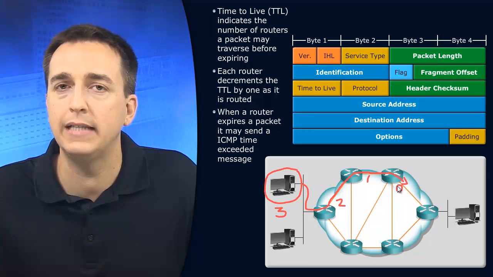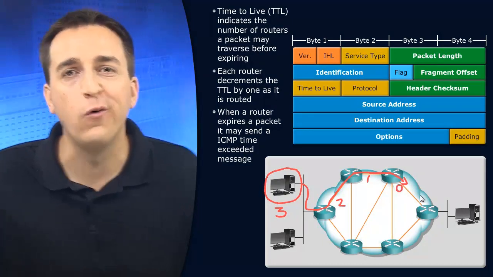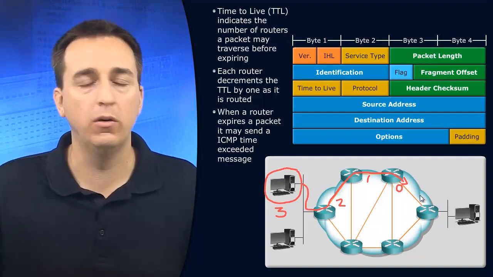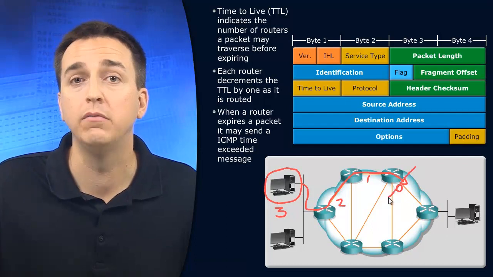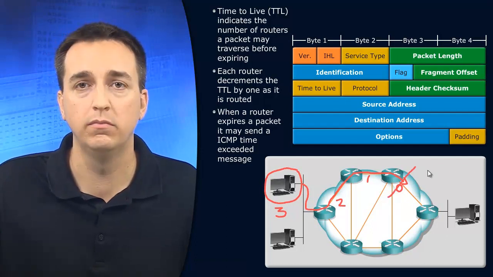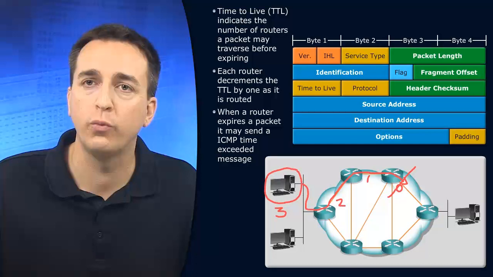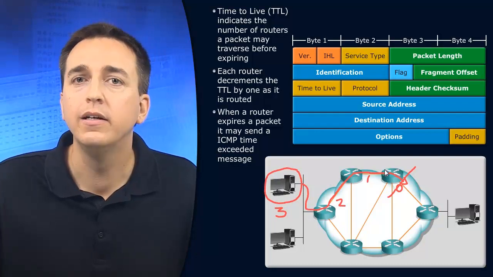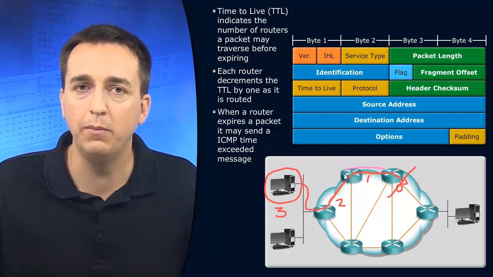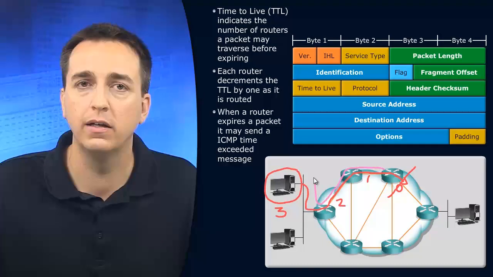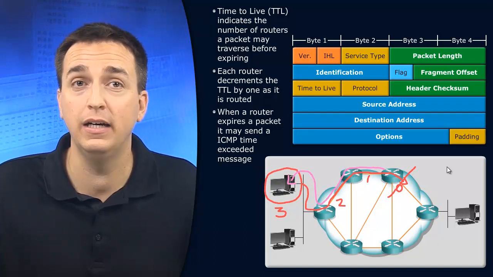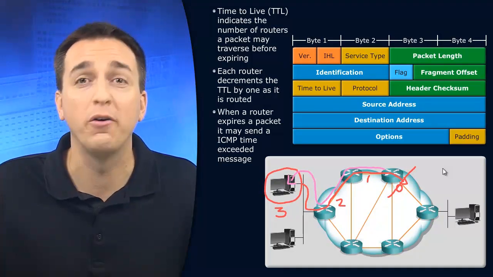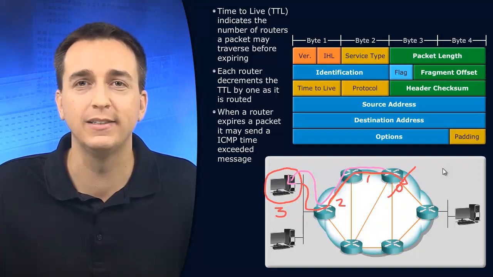The router receives it, forwards it, and what's the time to live now? 0. Wait a second. Will a router forward a packet with a time to live of 0? No. So at this point in time, this packet is considered dead. It's done. So now this router has to send an ICMP time exceeded message back to the host. So time to live is simply router hops. That's what it is. Router hops.